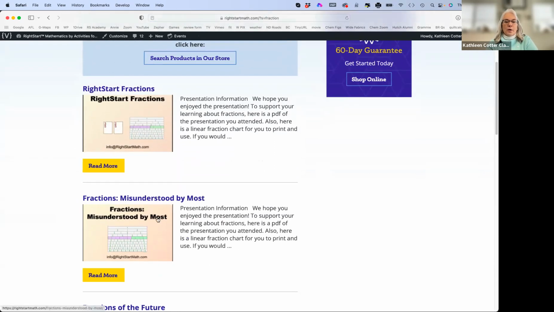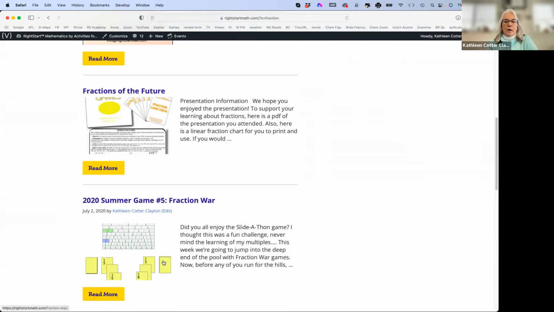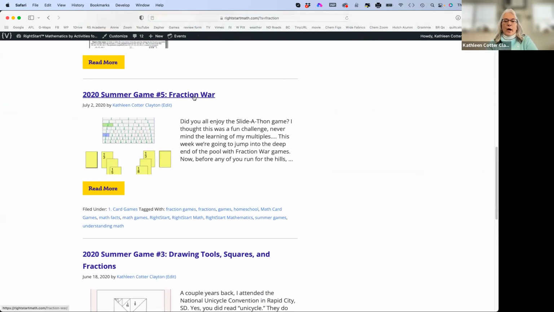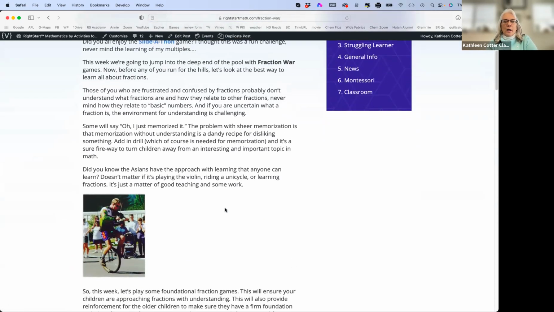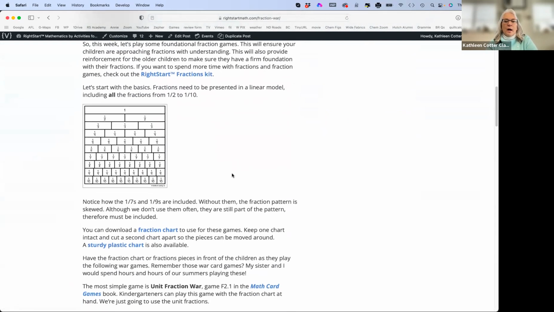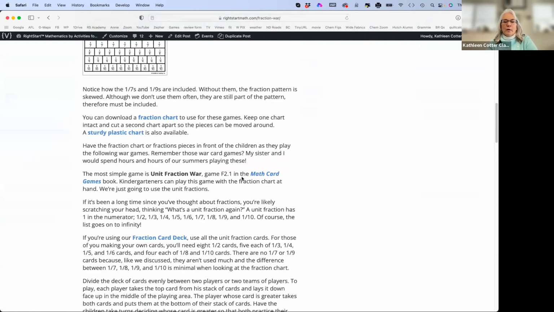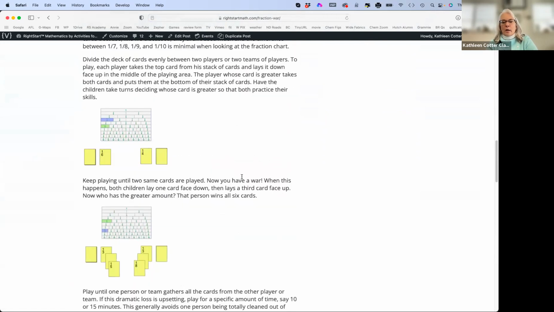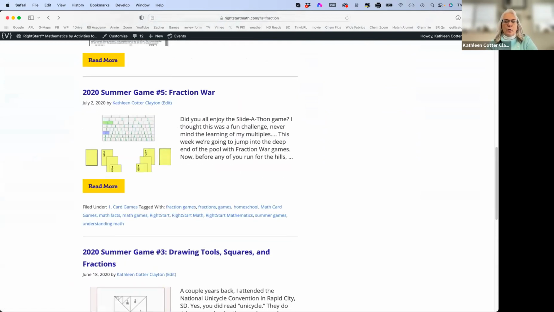Okay, so here, this looks like some stuff that we were doing. Here's a game, Fraction War. So here we're talking about it. Oh, this was one I was talking about something else. But here's the fraction chart. So here's the game. Now we just talked about this, so this isn't too exciting for you.